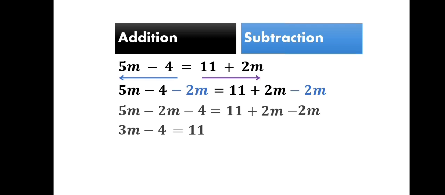Now this is not the final one. I'm going to be solving for minus 4 too. But we also have to understand that minus 4 is negative. So if we want to eliminate minus 4, we introduce the opposite of negative 4, which is positive 4. That is plus 4 to both sides of the equation.